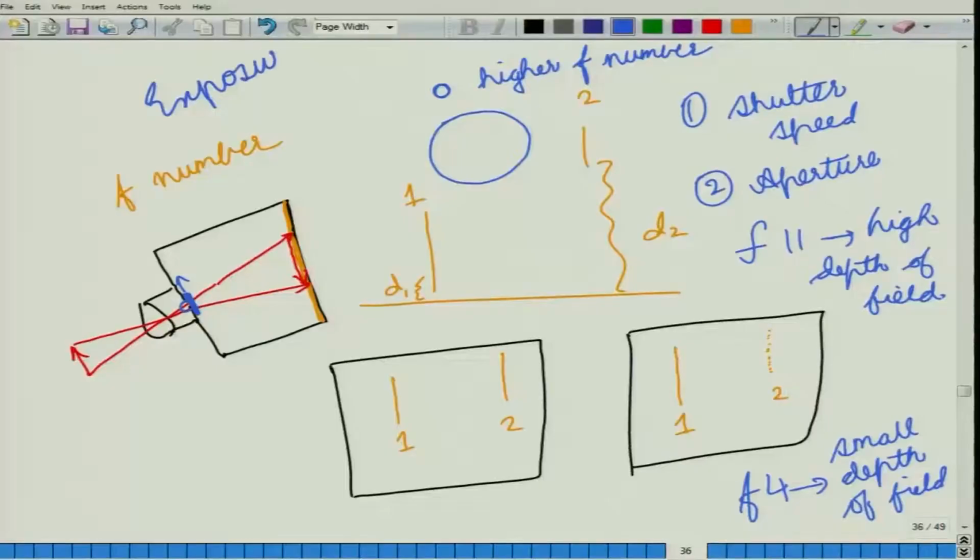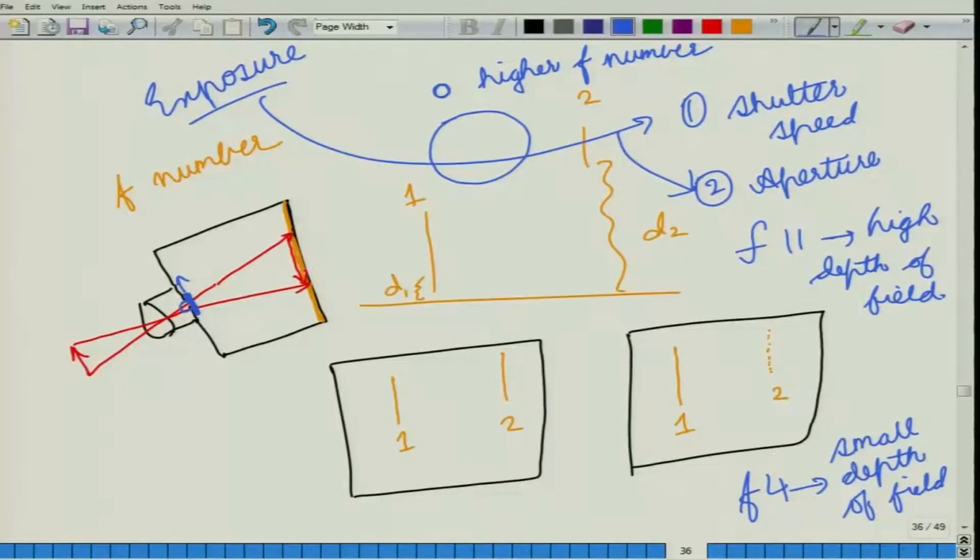Then the next thing that we need to consider while taking a good photograph is the exposure. Exposure again refers to the shutter speed and the aperture, and we need to take photographs that are neither very bright nor very dark.